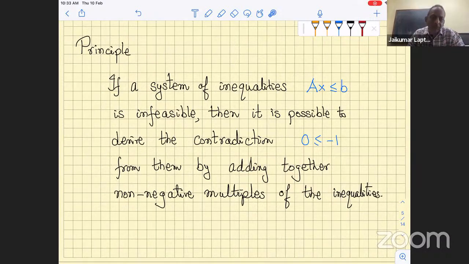Whenever you have some inequalities which are infeasible, then they are infeasible for a very basic reason. That is, this inequality can be derived from them by taking non-negative combinations of those inequalities. So this is the principle. And if you prove this principle, then we are done.